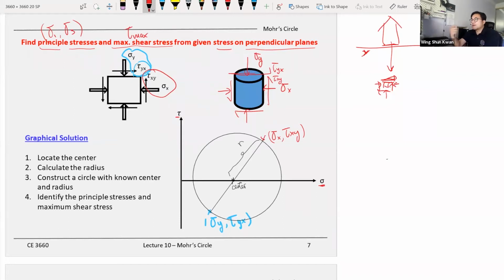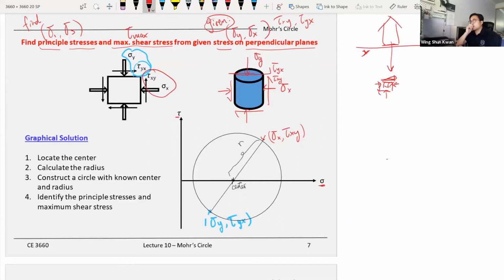So that's why I emphasize at the beginning, you need to know exactly what you're doing, what is sigma 1 and sigma 3, and what is sigma x and sigma y. In this case, they are giving you the sigma x and sigma y and ask you to find sigma 1 and sigma 3. So sigma y and sigma x are given, and also the shear stress. You are given that information, and you need to find sigma 1 and sigma 3 and the maximum shear stress.